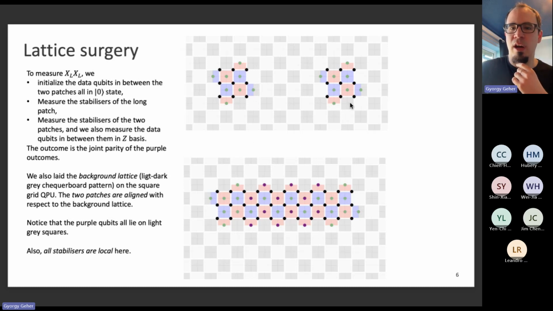But you can easily see that this consistency can be kept. But if you were to measure, let's say, X tensor Z, then that would be a problem, because you would like to have this outcome, which is on top of a gray square, but also would like to have this outcome, which is on top of the white square. So just using local stabilizers, you cannot measure X tensor Z in this case.